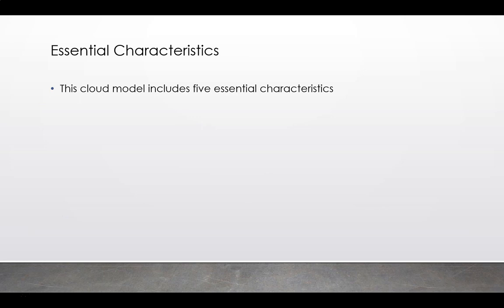Let's look at the essential characteristics. The NIST cloud model includes 5 essential characteristics. First, there's on-demand self-service. A consumer can unilaterally provision computing capabilities such as server time and network storage as needed automatically without requiring human interaction with each service provider.